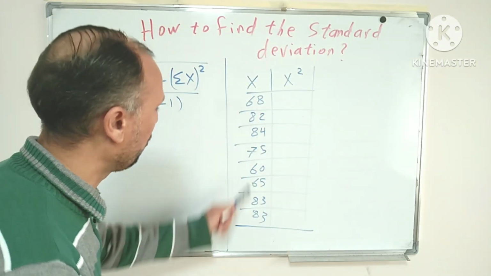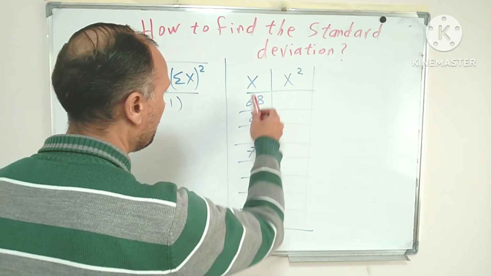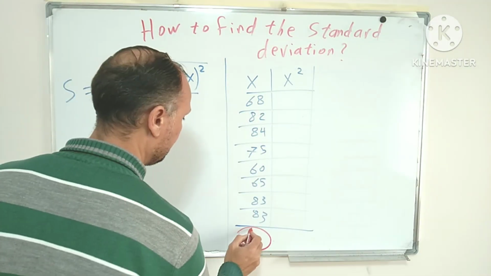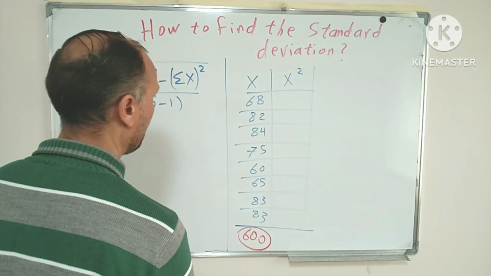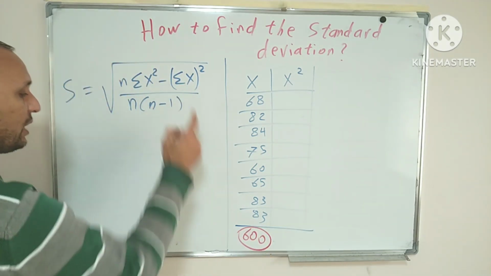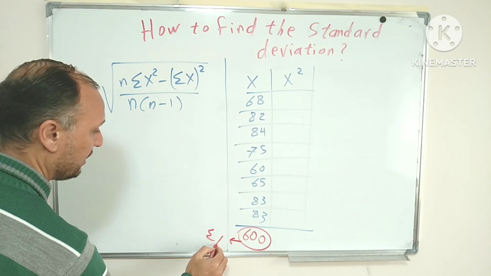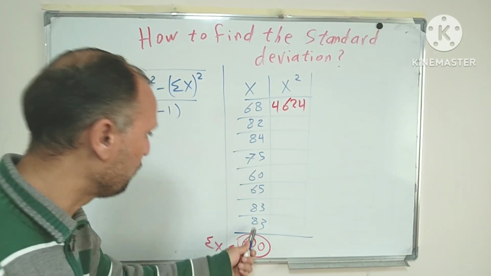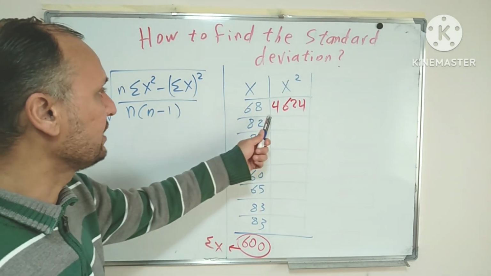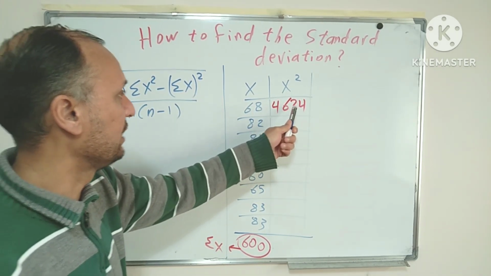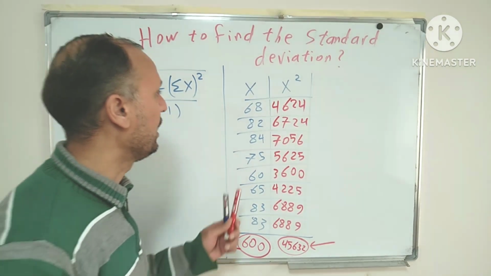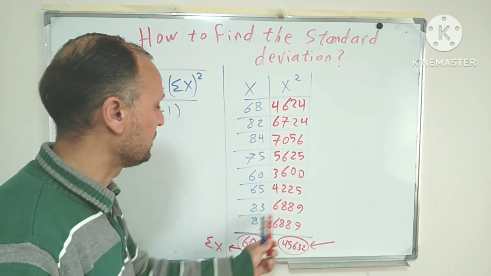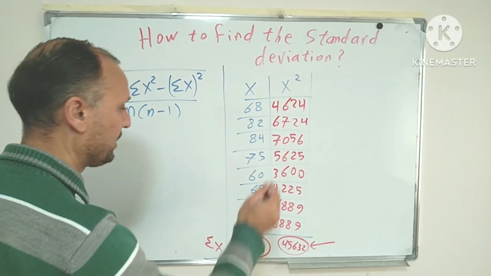For the same data, but using the second formula, which is sometimes called the shortcut formula, we need to find the summation for all these data. If we use the calculator to find the summation of this data, this is sigma x. Then use the calculator to find the square of each of these data. 68 squared is 4,624.